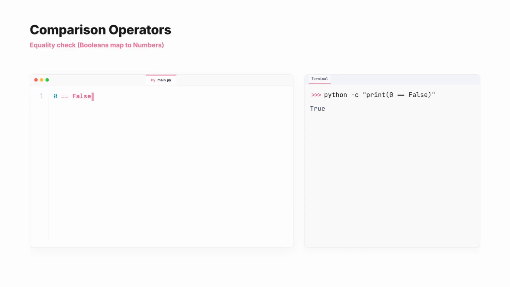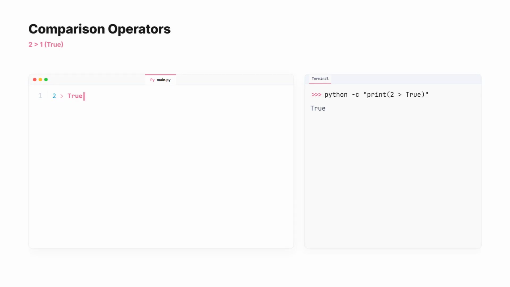0 is equal to false. 2 is greater than true because true has the numeric value 1. 2 is not equal to true. Negative 5 is not equal to false. These examples demonstrate how Python treats Boolean values during numerical comparisons.